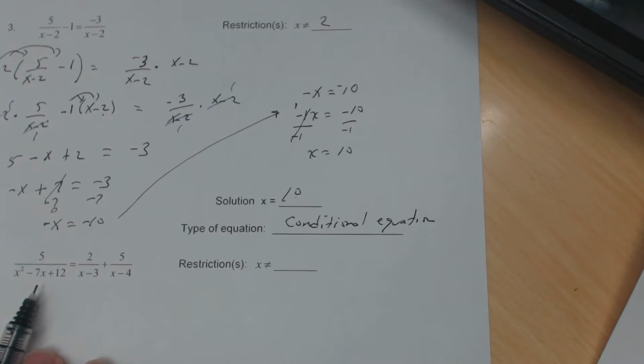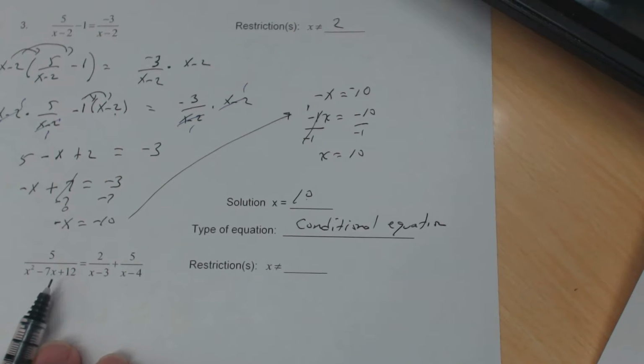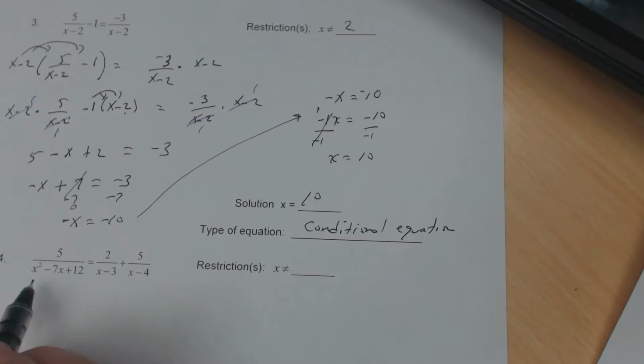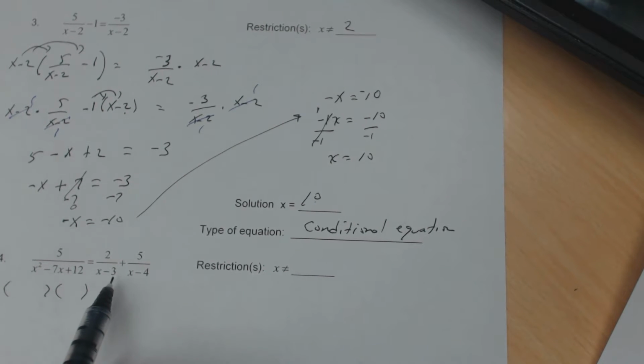Okay, now in the next one, again, notice that over here, before I find the restrictions, I've got to find the LCD. I've got to factor this denominator. So when I factor this trinomial, and remember, always look to see what these factors are, because it could be that one or both of these factors would be these right here. So x times x, the last sign's positive.